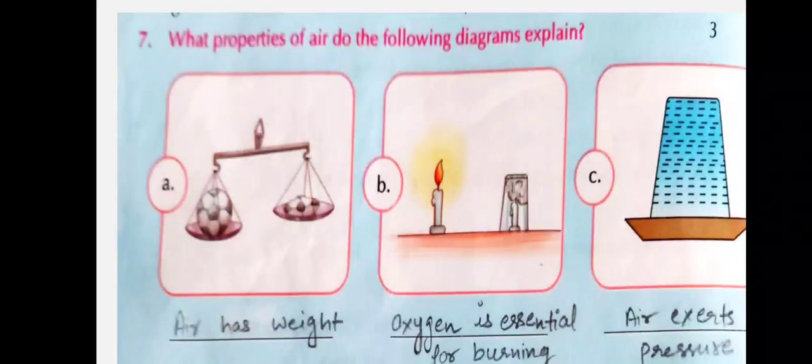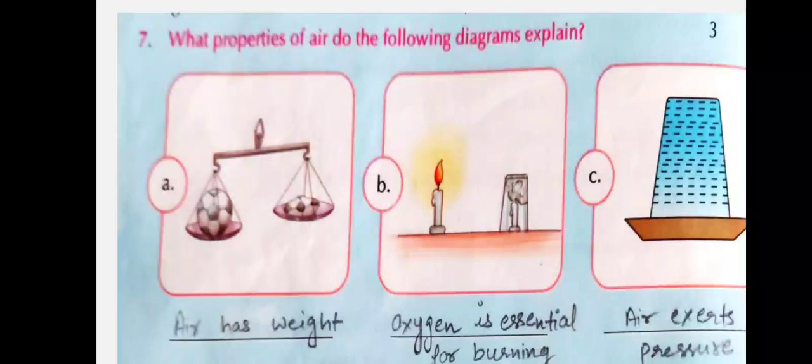Second picture, a candle is burning, and when we put a glass on it, it goes out. So it is showing the property that oxygen is essential for burning.